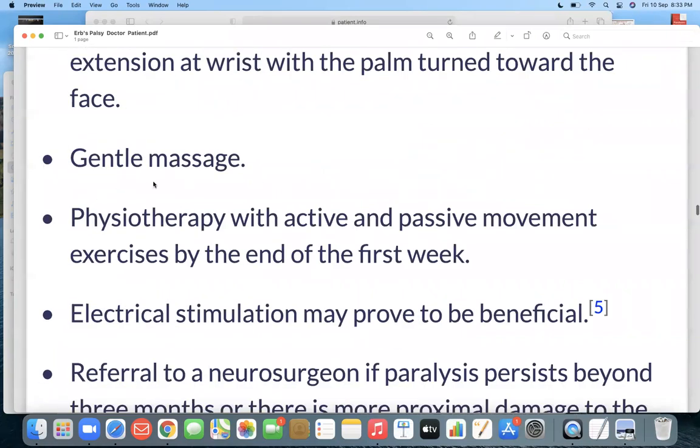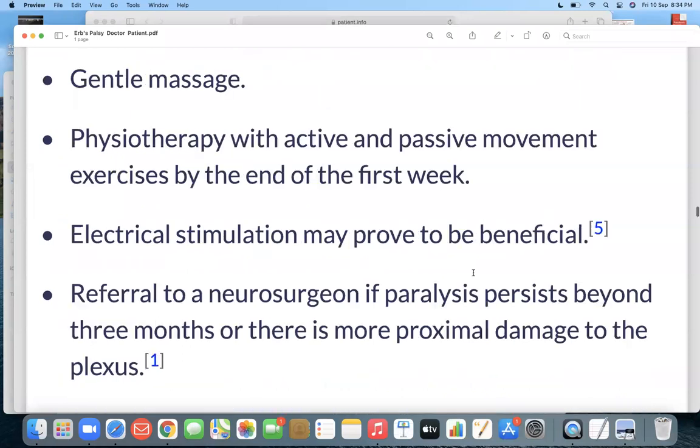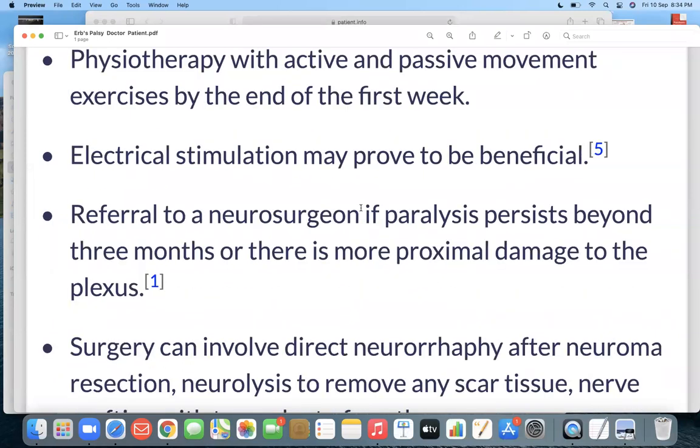And also there will be gentle massage, physiotherapy with active and passive movement exercises by the end of the first week. That means, as you said, the first 5 days you will not do anything. You will start this treatment after 5 days, active and passive movements. Electrical stimulation may prove to be beneficial.